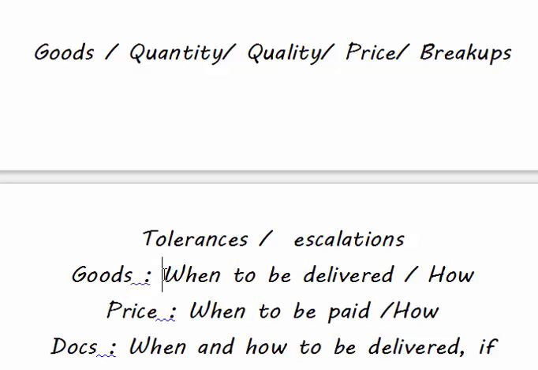Regarding goods, the parties should decide. The parties are the buyer and seller. They have to decide when it has to be delivered and how. When is the timing? It will be delivered on a particular date, or within a particular date, or within a particular period. And how? Is it by vessel, by aircraft, by road, by multimodal?